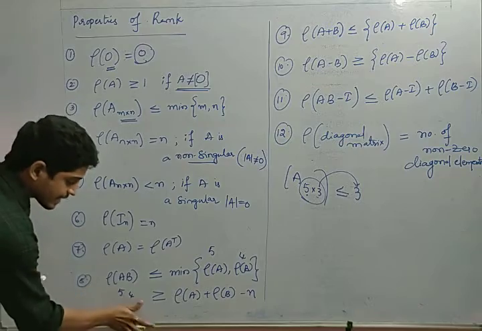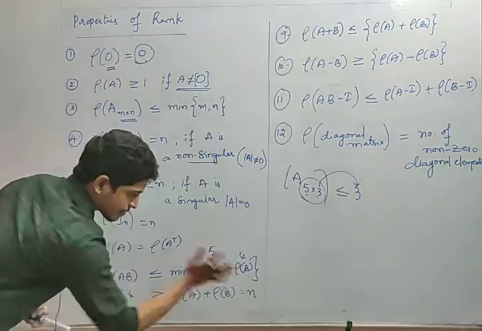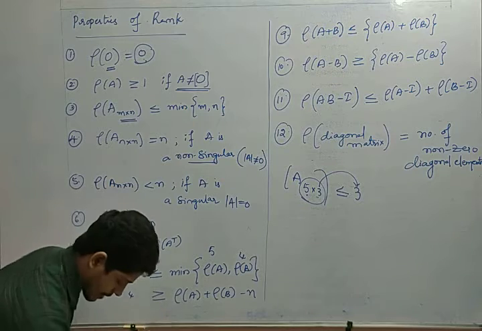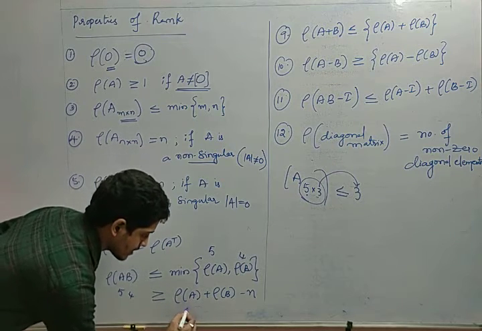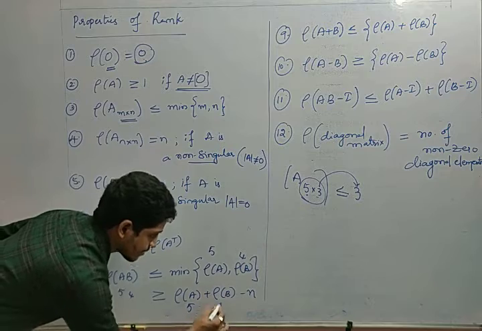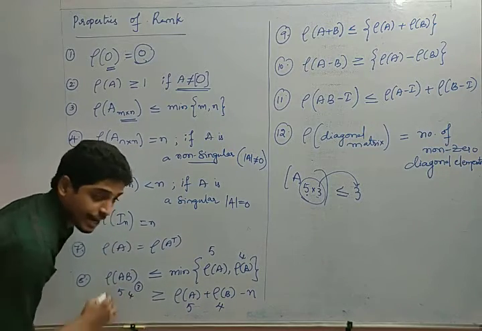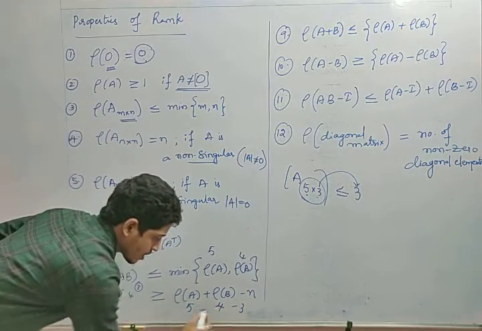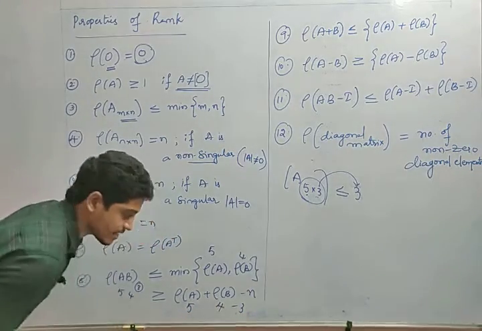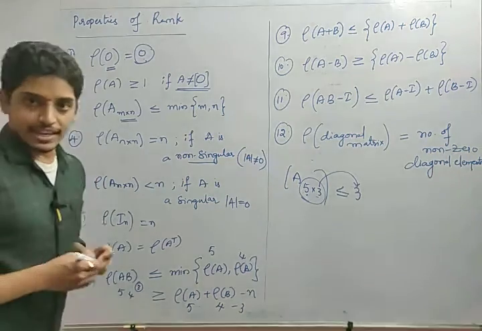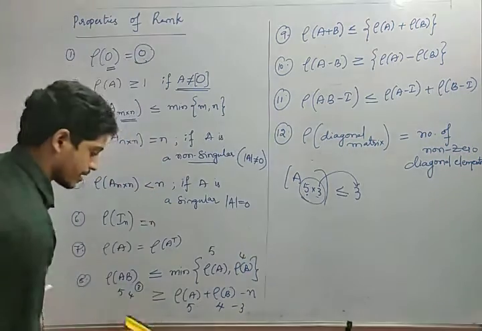And it is also greater than or equal to rank A plus rank B minus n. Rank A is 5 and rank B is 4. If the order of the matrix is 3, then 5 plus 4 is 9, and 9 minus 3 is 6. So the rank of AB is greater than or equal to 6. In that way we calculate. Fine? Okay.